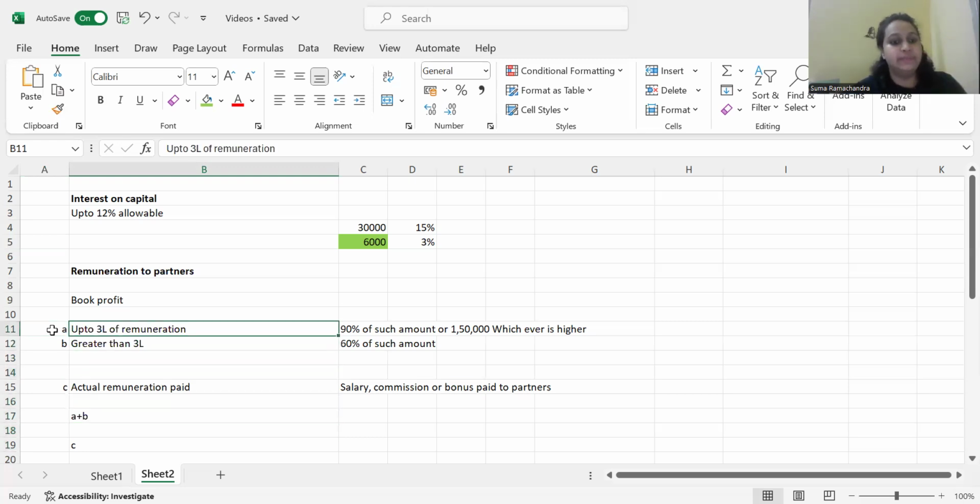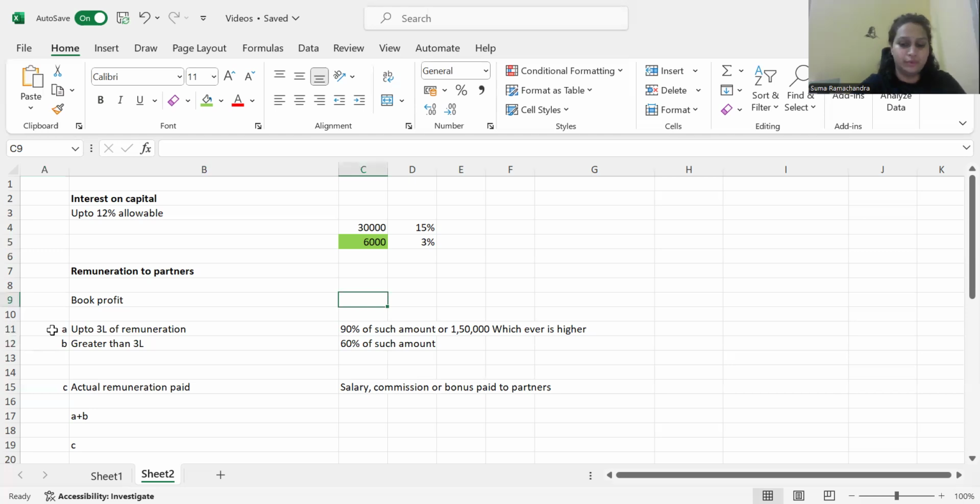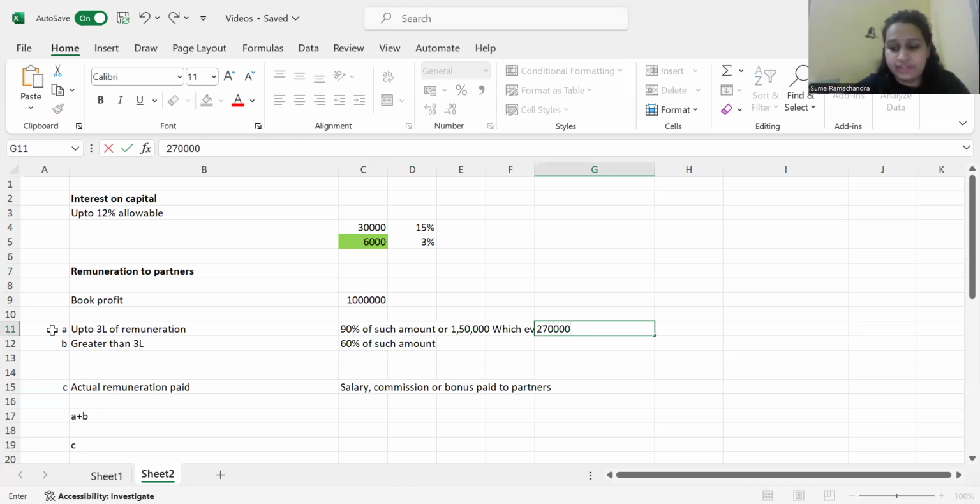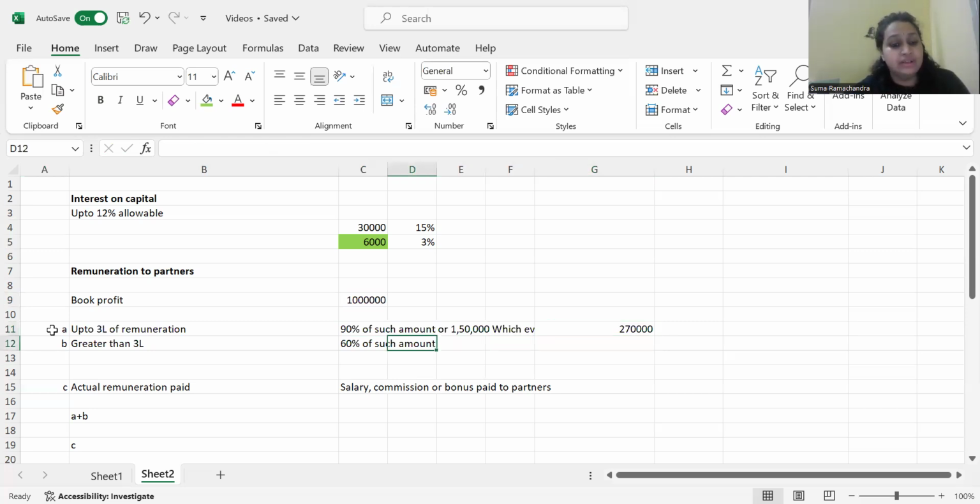Now for an example, let me assume that my book profit is around 10 lakh rupees. For the first 3 lakh rupees, I'm going to take 90% or 1,50,000, whichever is higher. So out of 10 lakh rupees, 3 lakh rupees I'm going to take separately. Anyways, 90% of that 3 lakh rupees is going to come to 2,70,000. That is anyways in excess of 1,50,000. So I'm going to consider 2,70,000 as A. For the amount greater than 3 lakh rupees, out of 10 lakh I've already taken 3 lakh in A. So the remaining 7 lakh I'm going to consider here.